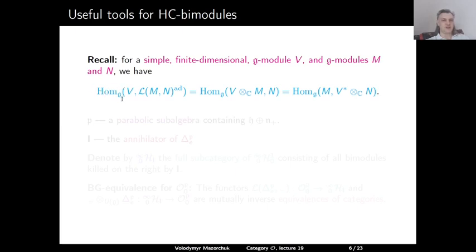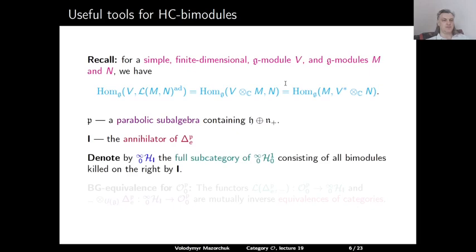Hom over G from V to the G-module Hom(L(M,N)), considered as a G-module under the adjoint action, is isomorphic to Hom_G from V tensor M to N, and this is isomorphic to Hom_G from M to V dual tensor N. Given any parabolic subalgebra P containing H plus N plus, let I denote the annihilator of the dominant Verma module Δ(E,P) in the corresponding parabolic category O.